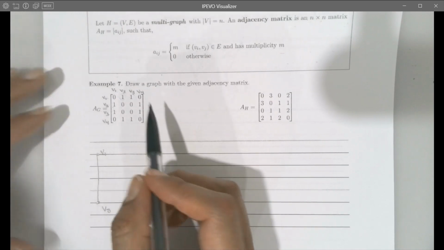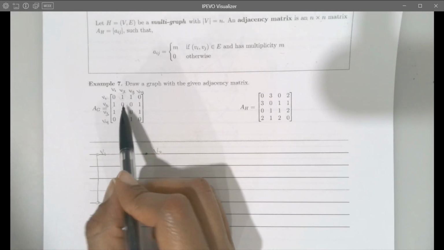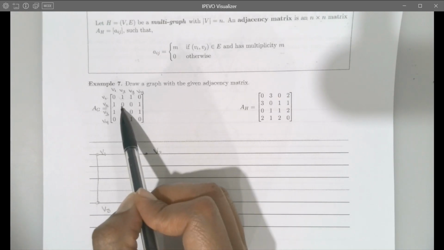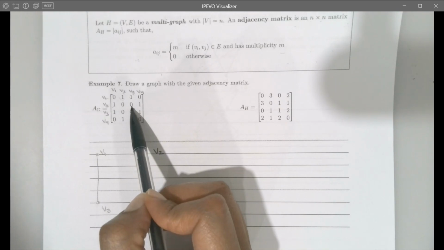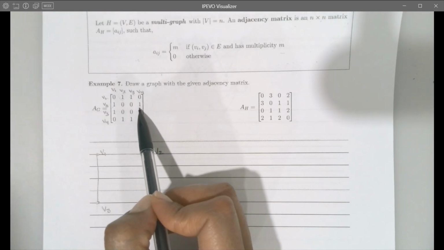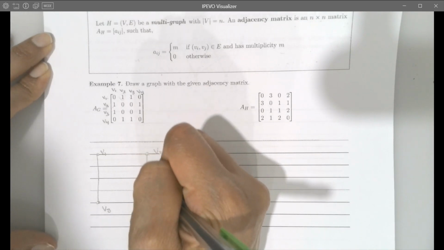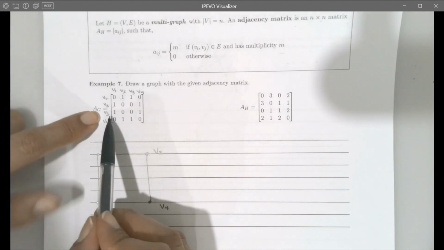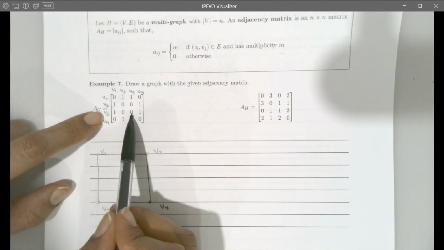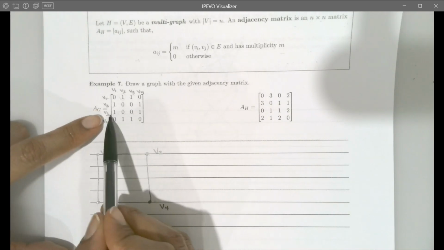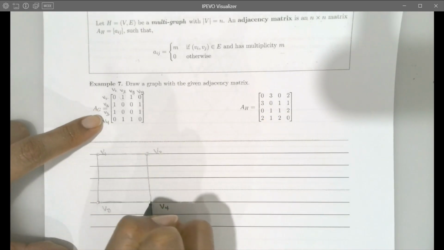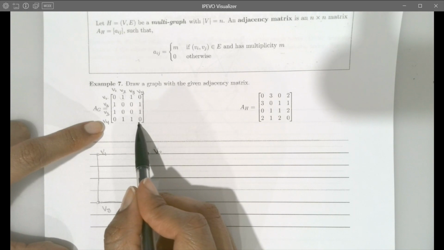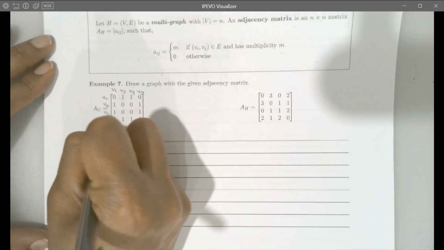So that means that I would only need to worry about looking at V2. Is there an edge from V2 to itself? The answer is no. Is there an edge from V2 to V3? Answer is no. Is there an edge from V2 to V4? Answer is yes. I'll draw this a little bit more to the left. Next, for V3, we would only need to consider V3 with itself, and that's a no. V3 with V4, that's a yes. And finally for V4, we would only need to consider V4 with itself, and that's a no. Alright, so that is for G.